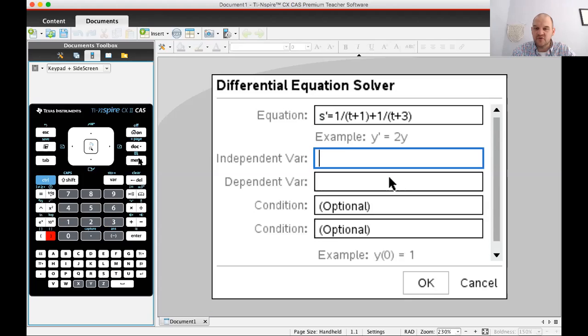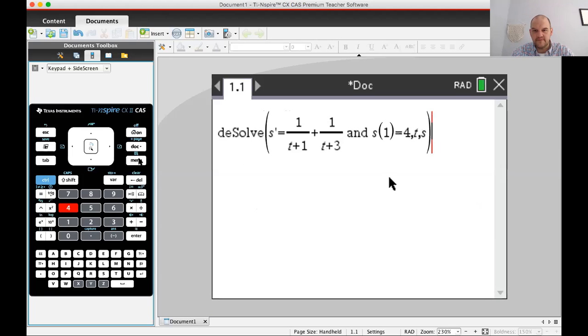These are called differential equations, by the way. It's just an equation that has a derivative in it. The derivative in this case is velocity, which I'm calling S prime because it's the derivative of position. I also know that T is the independent variable, S is the dependent variable. Conditions: S of 1 is equal to 4. The second condition is optional, so I'm not going to do it. I'm just going to press OK.